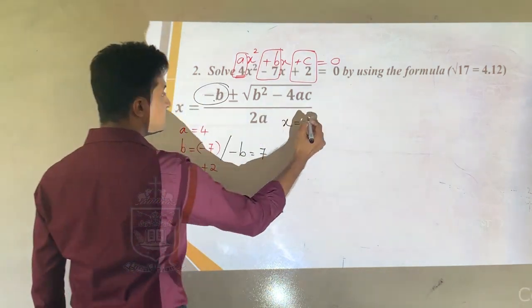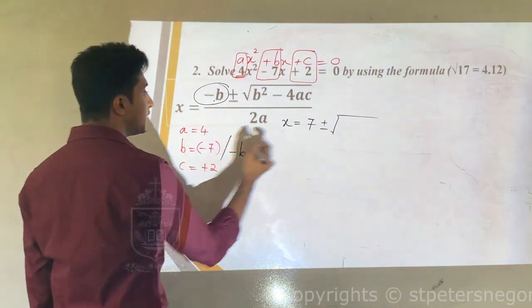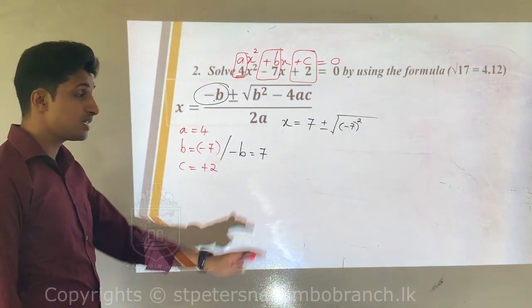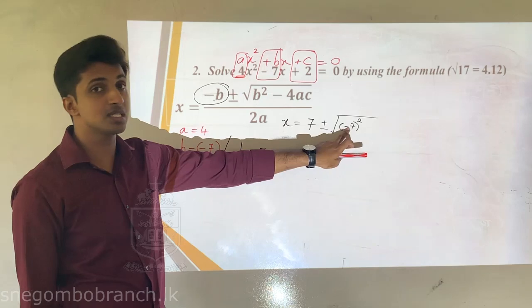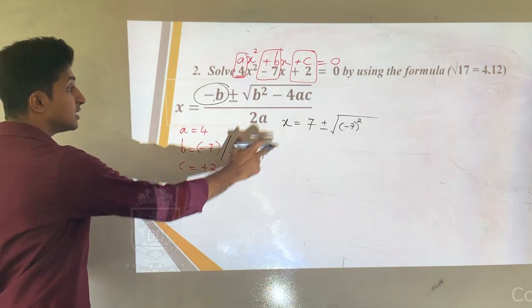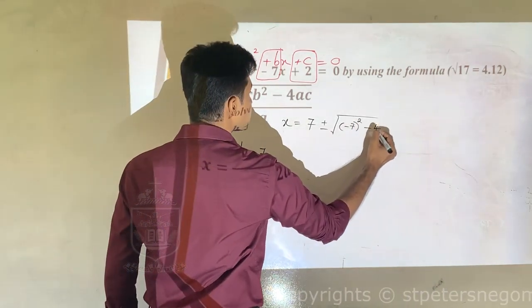Minus b is 7 plus or minus square root. b squared is minus 7 squared. Even though you put plus 7 here, you will get the same answer. But that is technically wrong if you put plus 7 here, because b is minus 7. So you can't write this inside the bracket. You need to do the substitutions properly. You will get marks for that.